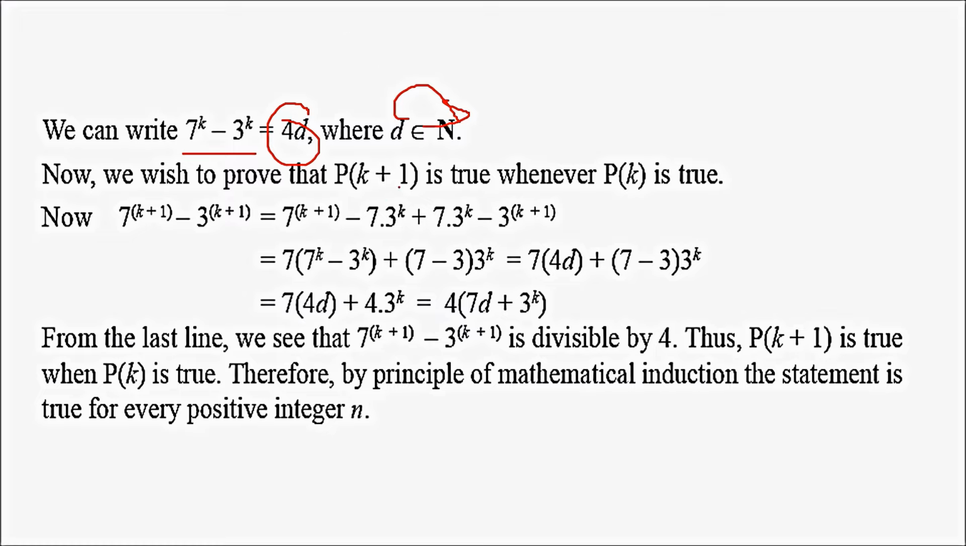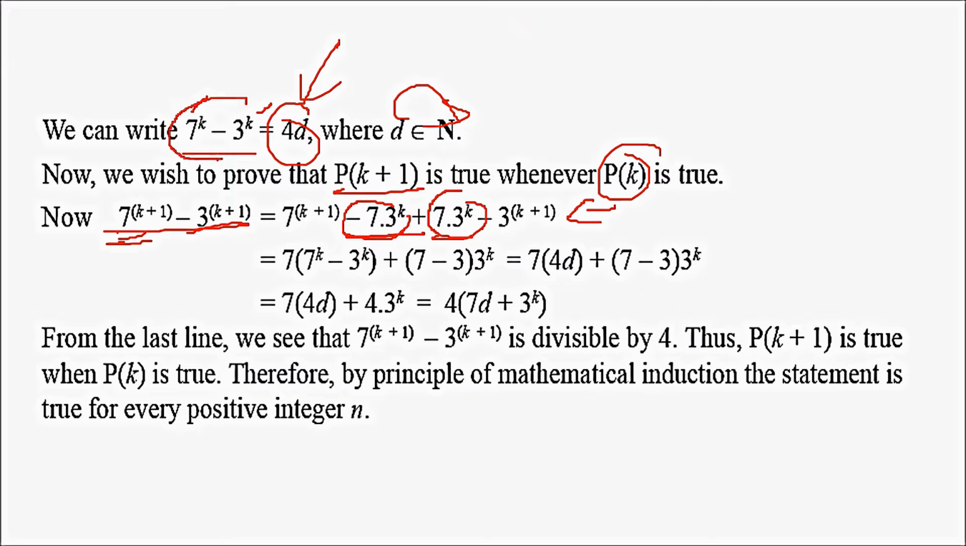Now we wish to prove that Pk plus 1 is true whenever Pk is true. So we assume it to be true. Let us take k plus 1: for every k you place k plus 1. So 7 to the power k plus 1 minus 3 to the power k plus 1. And what we are doing here is a very important step. We are adding 7 into 3 to the power k, and we are subtracting it. Same value. We are not touching these other values, only adding and subtracting these two. Why are we doing this?